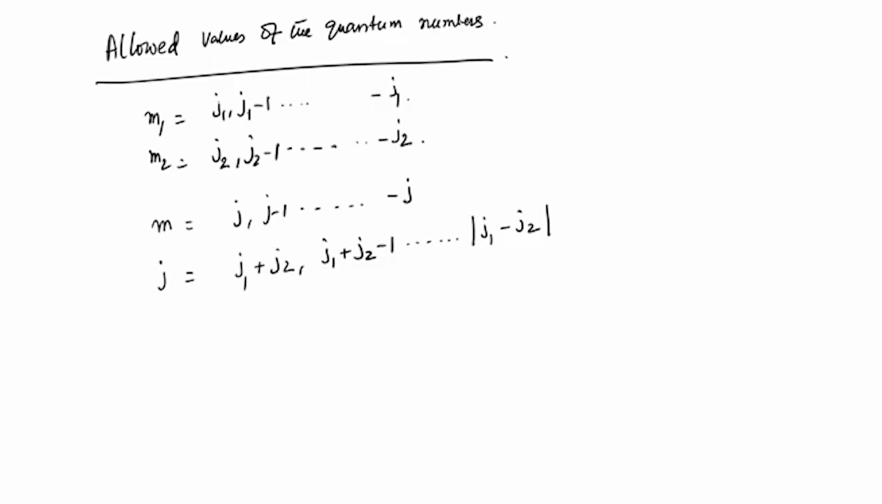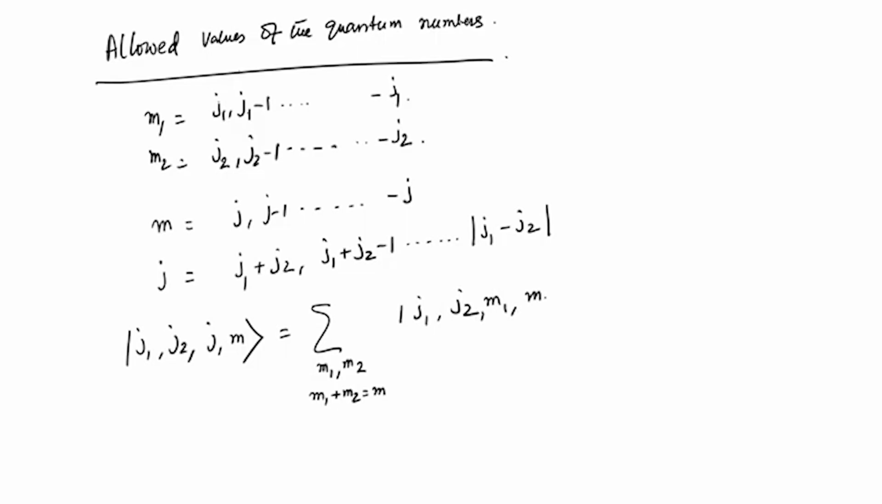Okay. So, what we are trying to do is that we are trying to build up a connection between these two descriptions, and let me write down the description that we wrote later. So, it is J1, J2, J, M. That description has to connect to, for all possible values of M1 and M2 subject to the condition M1 plus M2 is equal to M, and then we have this J1 J2, that is the other description that we have said. So, it is M1 M2.